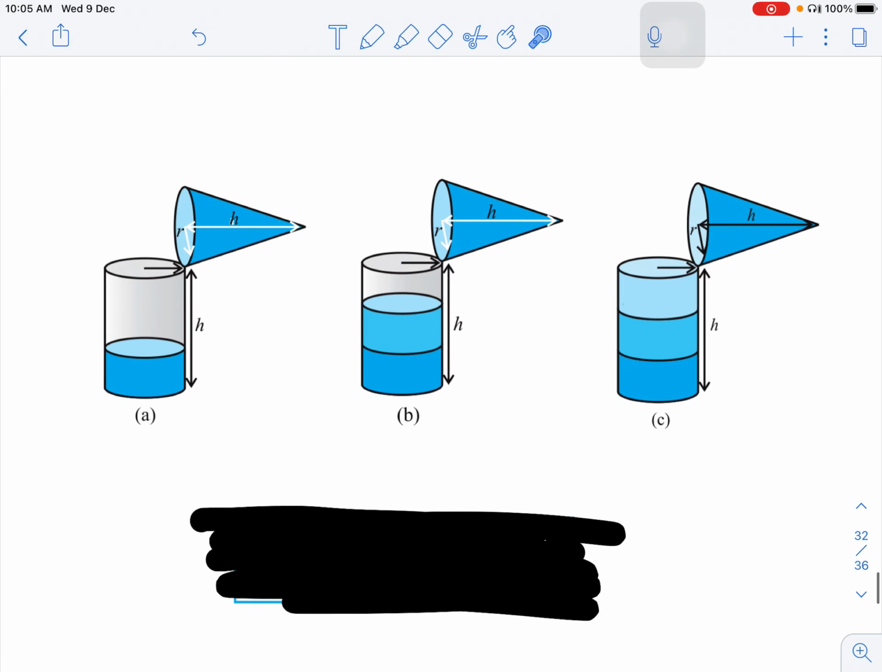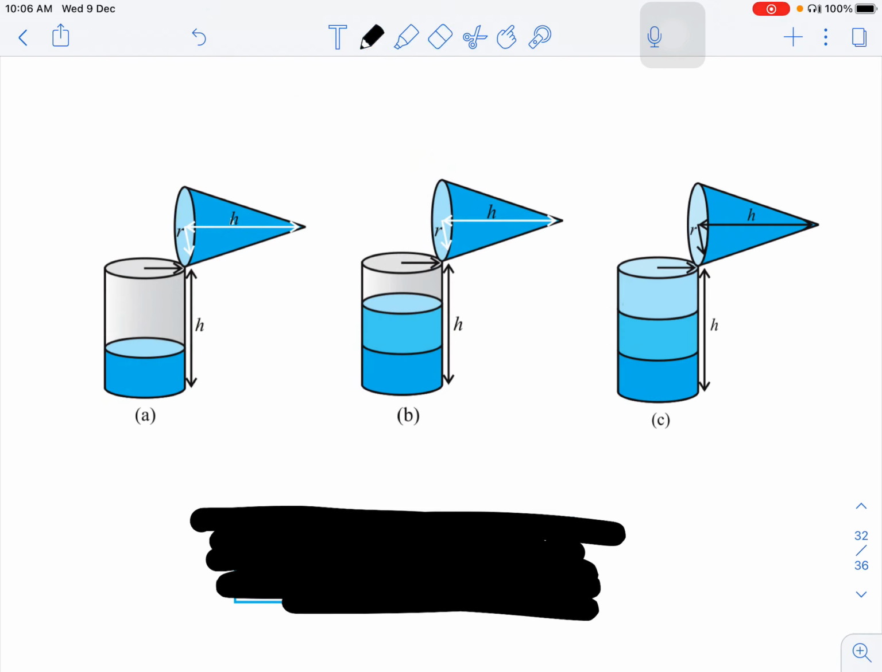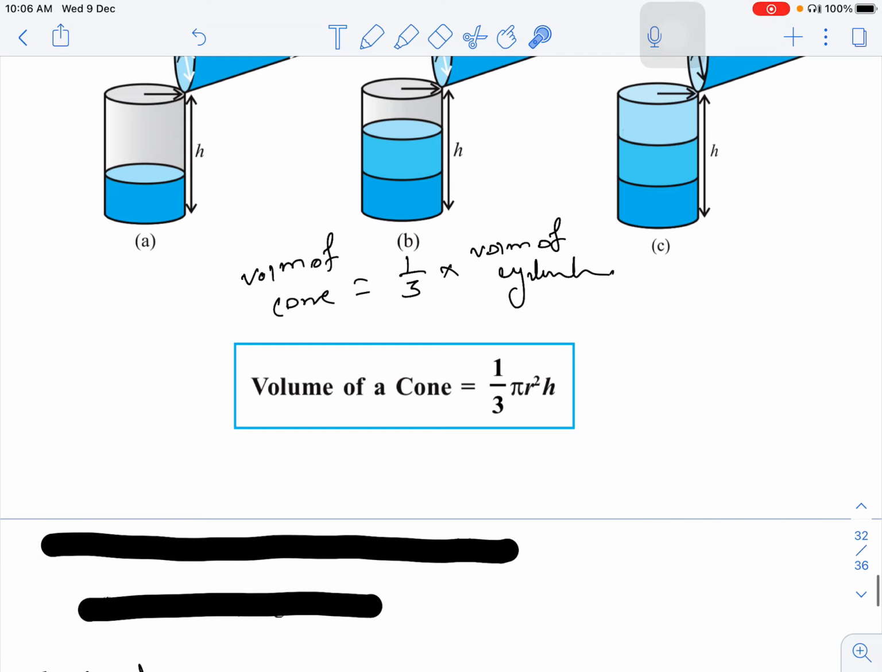Now we know what the volume of a cylinder is. So we have reached a conclusion that the volume of a cone is one third of the volume of a cylinder. Therefore, we can say that the volume of a cone equals one third. Now this is the formula for the volume of a cylinder. So finally we get the formula that the volume of a cone is equal to 1 upon 3 pi r square h.